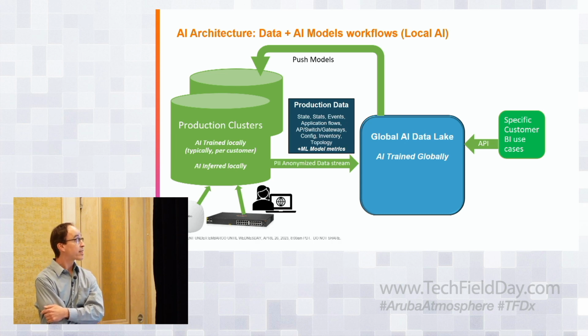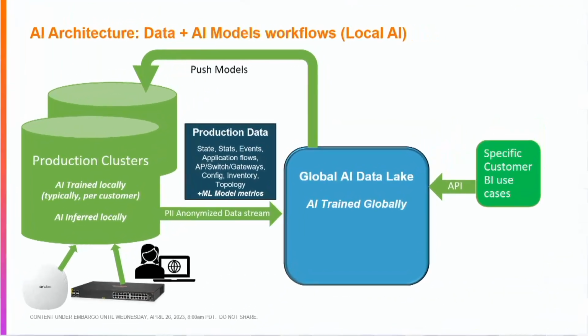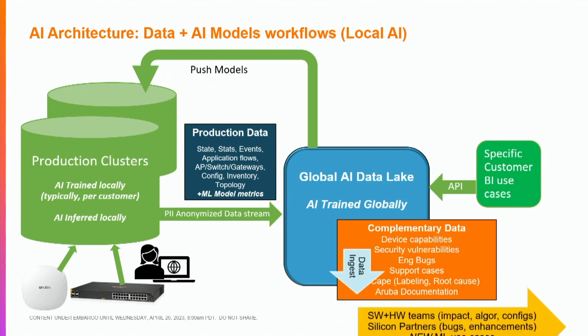So this global data lake trains models that apply to all your customer base based on anonymized data. And then you could push the models. You can see the arrow going to all the individual clusters for all the individual customers. At the same time, you can enable APIs where you could have specific customer BI use cases. But you could go one step further.